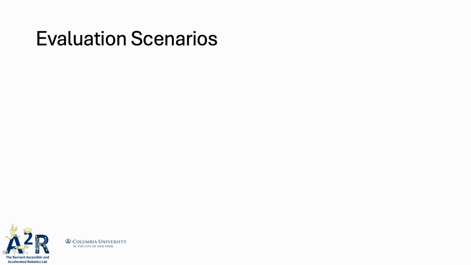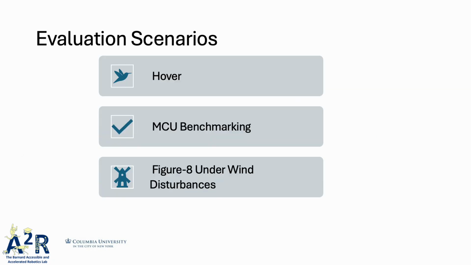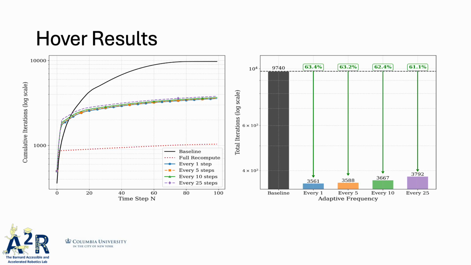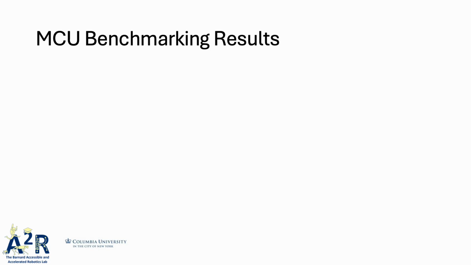We evaluate our approach in 3 scenarios of increasing complexity. The hover results show a dramatic reduction in ADMM iterations. Our adaptive methods, the colored lines, require significantly fewer iterations than the fixed approach, the baseline, while helping us achieve 70% performance of the full recompute. Next, we test our approach on a physical microcontroller.